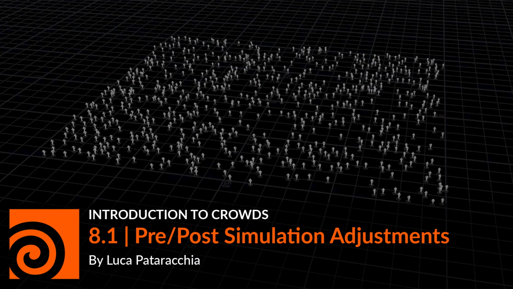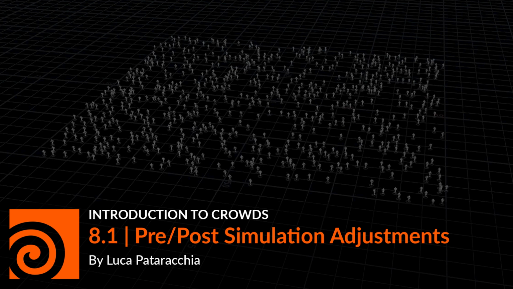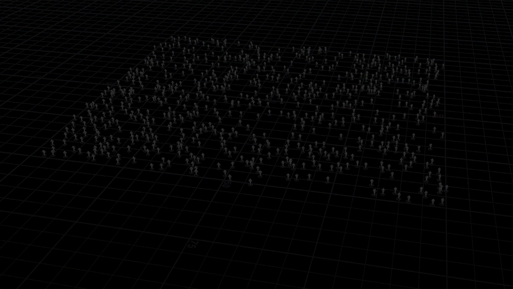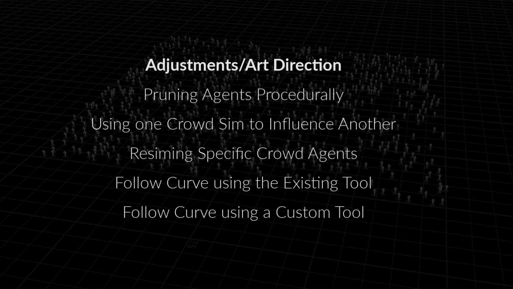Okay, in the next section, we're going to be talking about pre and post simulation adjustments, or you can also think of this as art direction. It's going to be broken up into a number of different parts. These are just examples of things that you can do to address art direction and comments you may get.